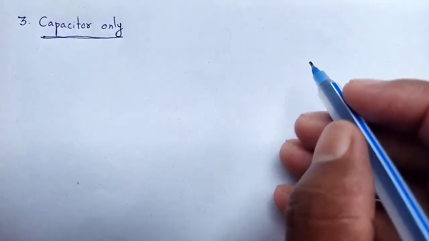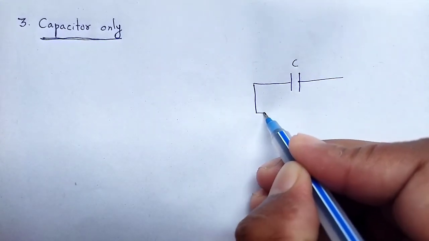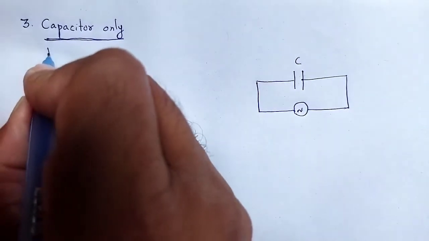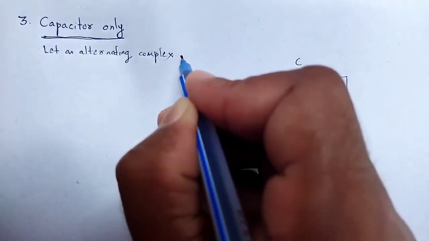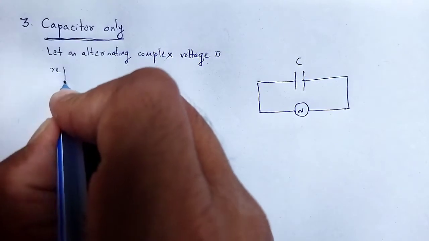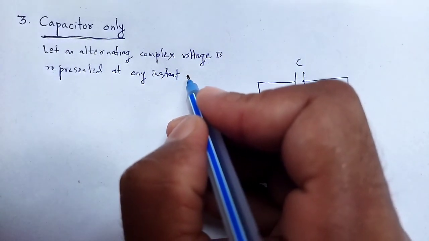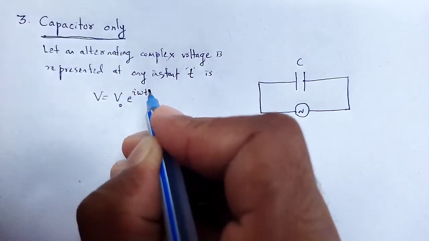Now, AC circuit containing capacitor only, same thing we have to follow. Consider an AC circuit containing a capacitor having capacitance C. Let an alternating complex voltage be represented at any instant t as V is equal to V naught e to the power i omega t.